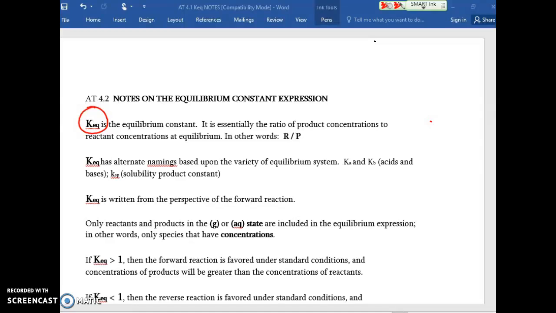KEQ is called the equilibrium constant. It is essentially the ratio of product concentrations to reactant concentrations. So essentially what you're doing is taking the concentration of the products and dividing it by the concentration of the reactants. That's a simplification, but it gets the point across. You may also see KEQ expressed in different forms. If you see Ka or Kb or KSP, it's all the same thing, specific scenarios, but all expressing the ratio of products to reactants.